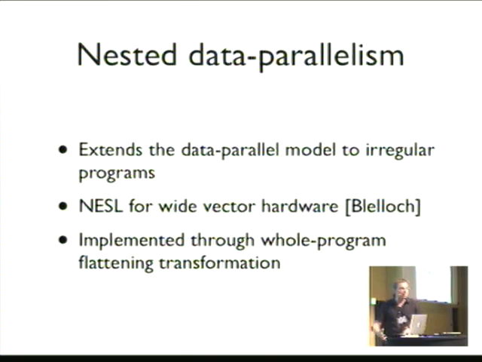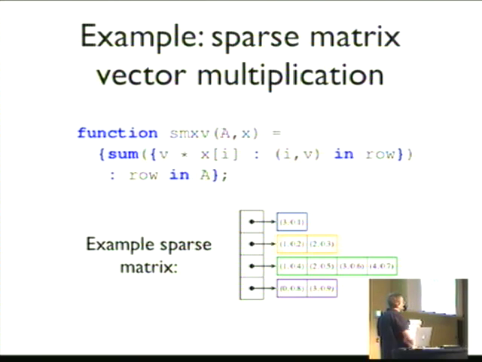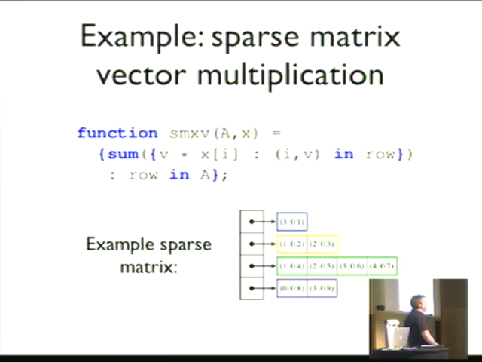So let's walk through an example of how it works for a pretty simple program. Sparse matrix vector multiplication. So this takes a sparse matrix A and a vector X, and for each row in parallel, it computes the sum of, in parallel, all of the elements that are present in the sparse matrix, along with their corresponding element from the vector. And so there's lots of nice nested parallelism in there.